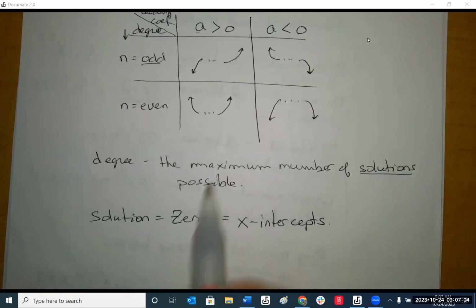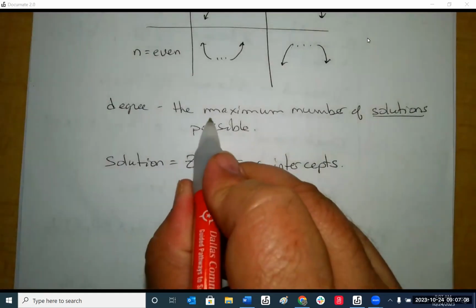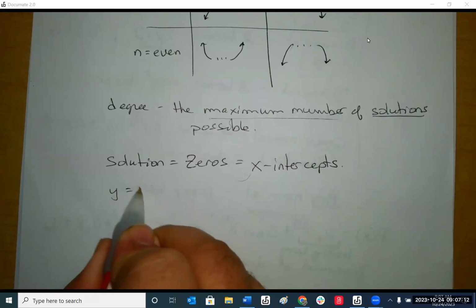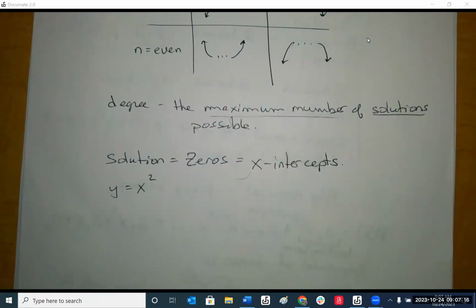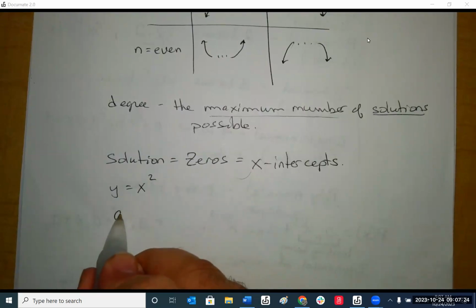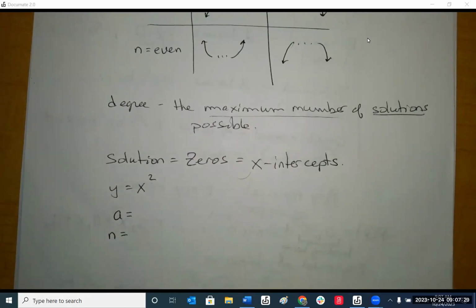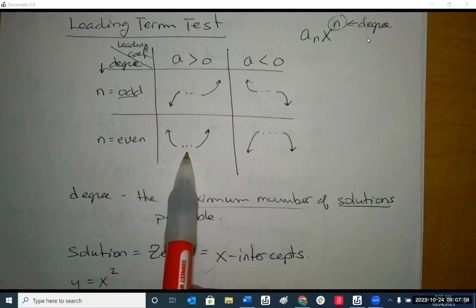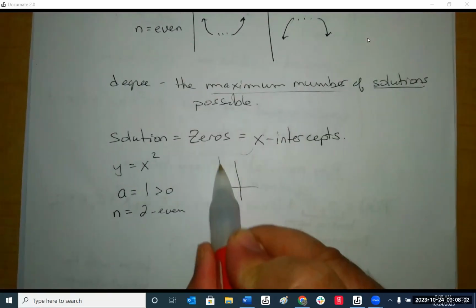So, for example, the reason I say maximum number of solutions possible is because if I give you this equation, what's the basic graph going to look like? Well, what's the leading coefficient and what's the degree? One. The A cannot be X because that's its coefficient, the number in front of X. So this is greater than 0 and this is even. Let's look over here. Greater than 0 and even, so it's going to look like this.